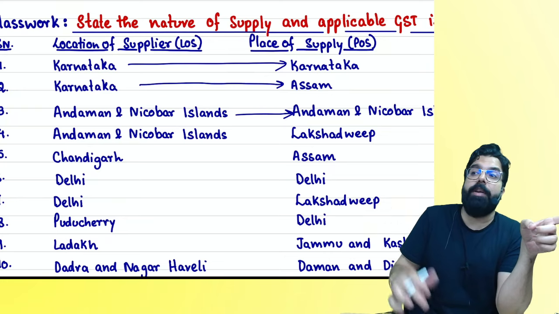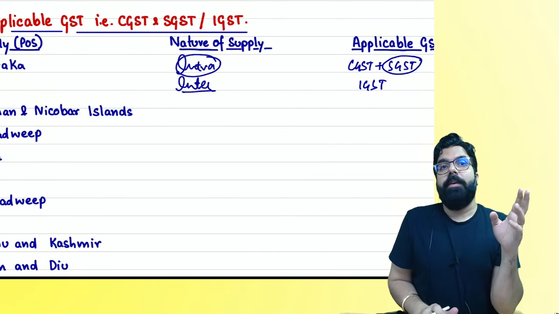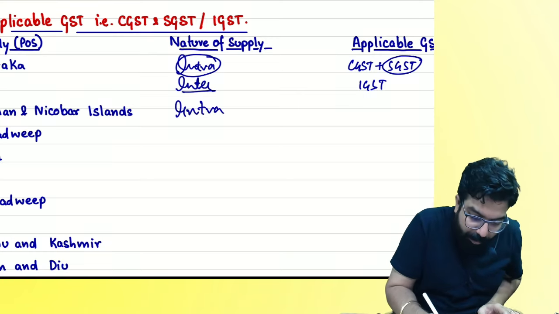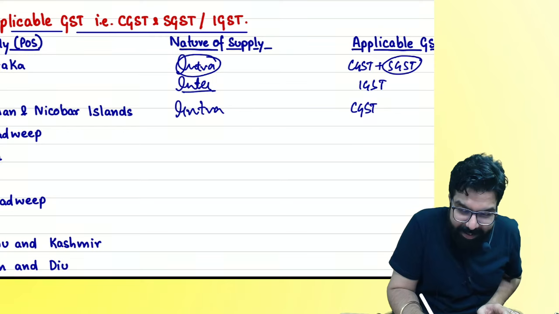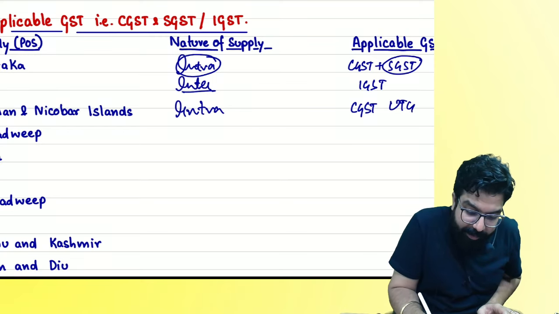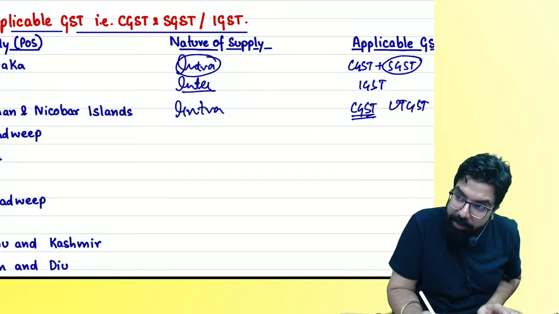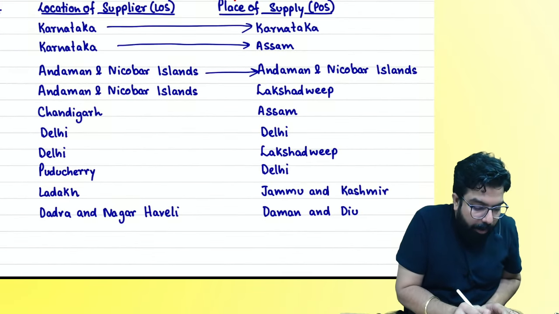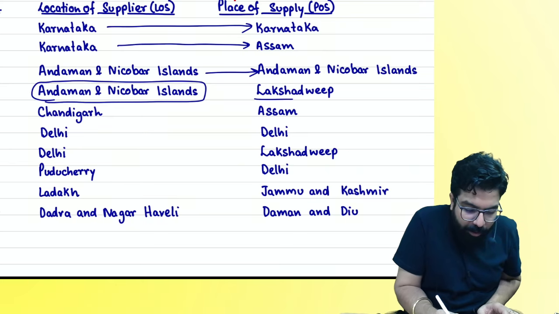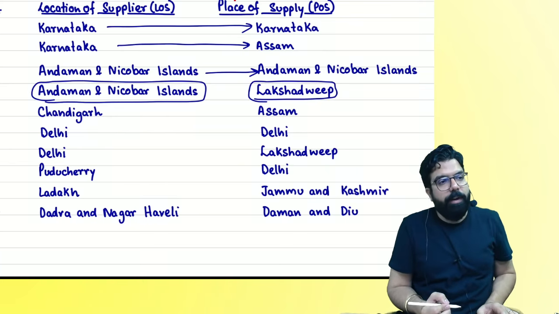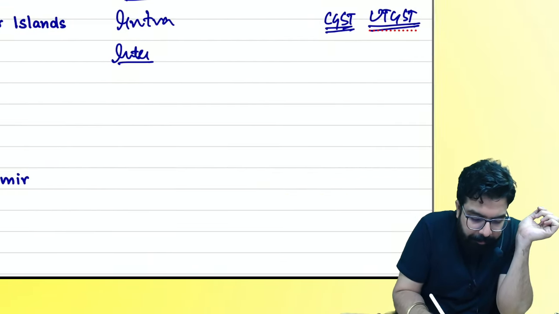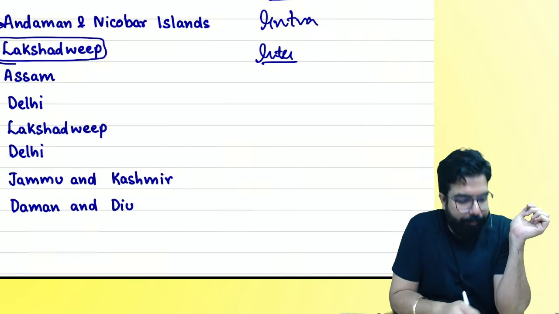Goods are sold from Andaman to Andaman. One UT to another UT. Inter or intra? Intra. What will you charge? CGST and SGST. UTGST. CGST goes to the central government. UTGST goes to the Union Territory government. Okay, one UT, Lakshadweep is another UT. What will you charge? Inter. IGST. Do you guys agree with me?